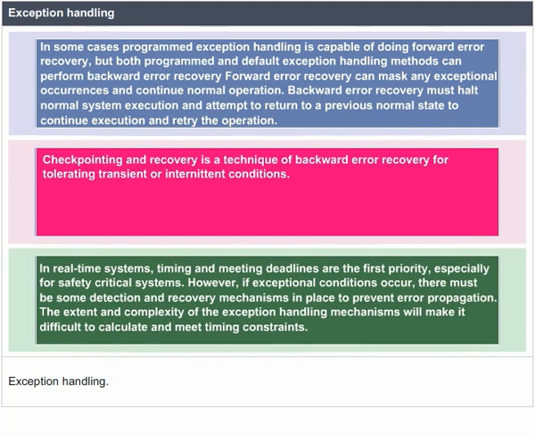In real-time systems, timing and meeting deadlines are the first priority, especially for safety critical systems. However, if exceptional conditions occur, there must be some detection and recovery mechanisms in place to prevent error propagation. The extent and complexity of the exception handling mechanisms will make it difficult to calculate and meet timing constraints.